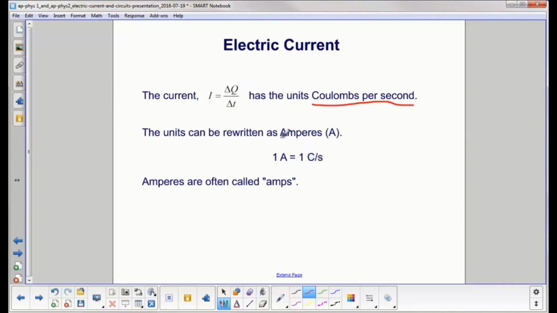Coulombs per second can also be expressed as amperes, capital A. That is named after a famous French physicist, André-Marie Ampère, who worked in the early 1800s on electricity and magnetism. Very important person. Amperes are often called amps, and an amp is 1 coulomb per second.